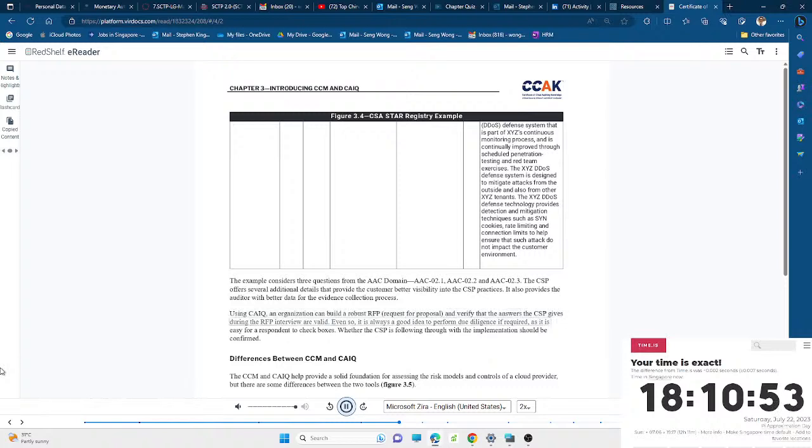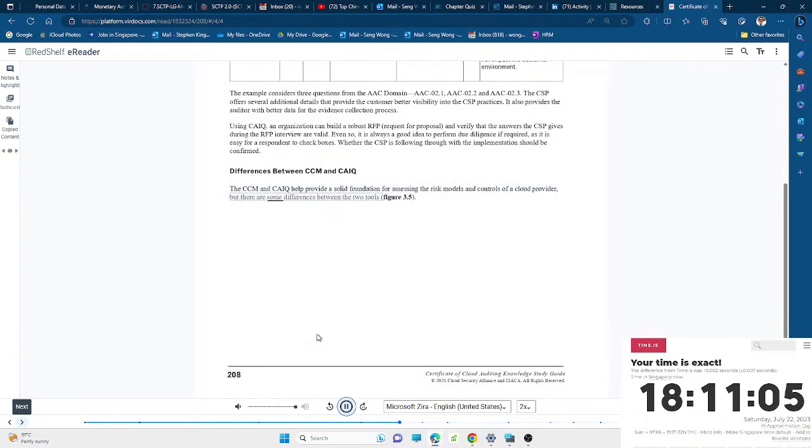Even so, it is always a good idea to perform due diligence if required, as it is easy for a respondent to check boxes. Whether the CSP is following through with the implementation should be confirmed. Differences between CCM and CAIQ. The CCM and CAIQ help provide a solid foundation for assessing the risk models and controls of a cloud provider, but there are some differences between the two tools.